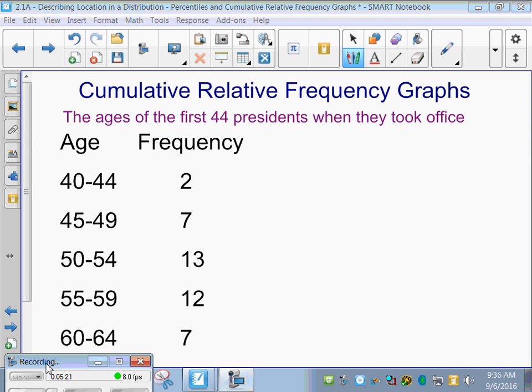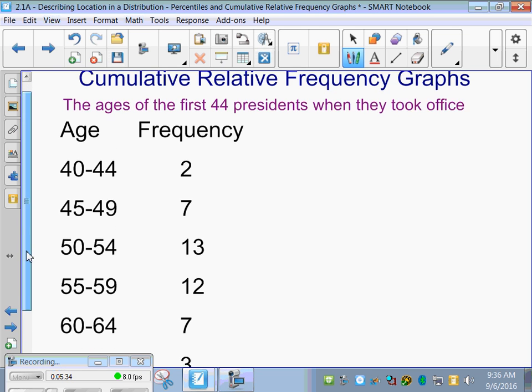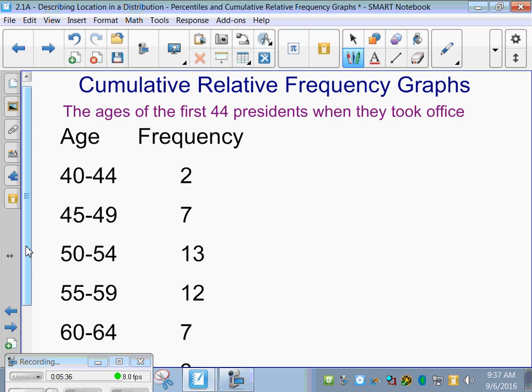So for this one, we've got some data: the ages of the first 44 presidents when they took office. So first we just have our normal count. We've got 2 presidents who are 40 to 44, 7 who are 45 to 49, 13, etc. So that's just frequency.